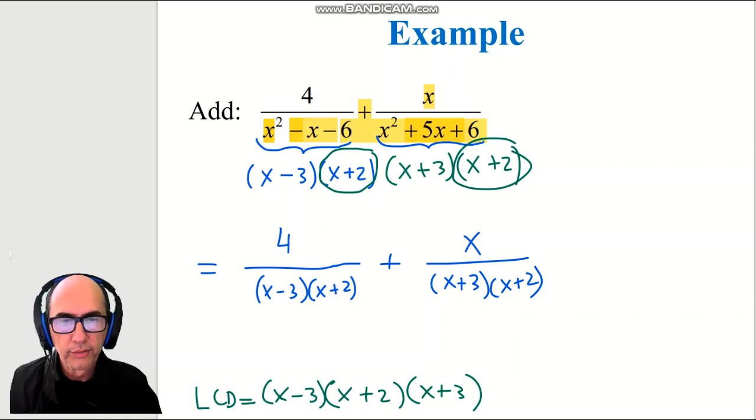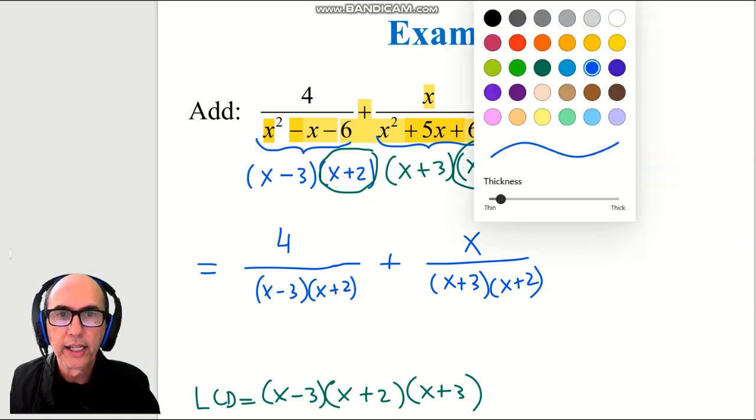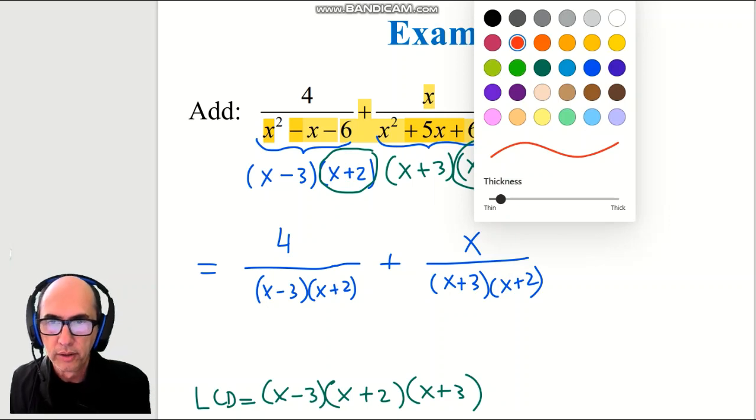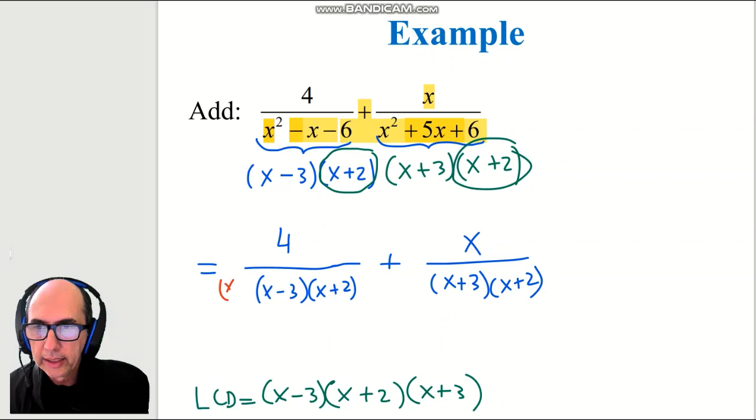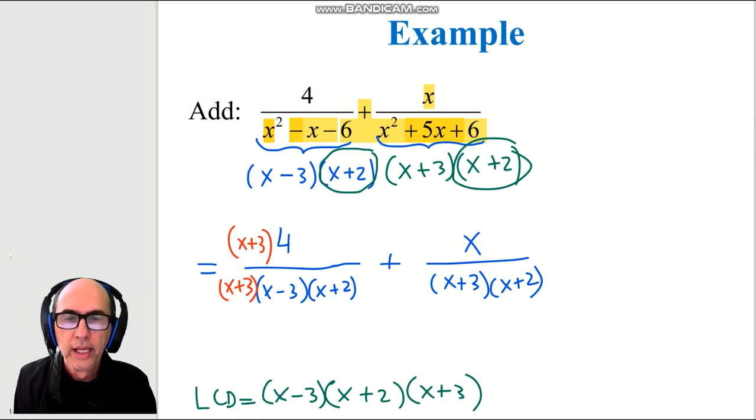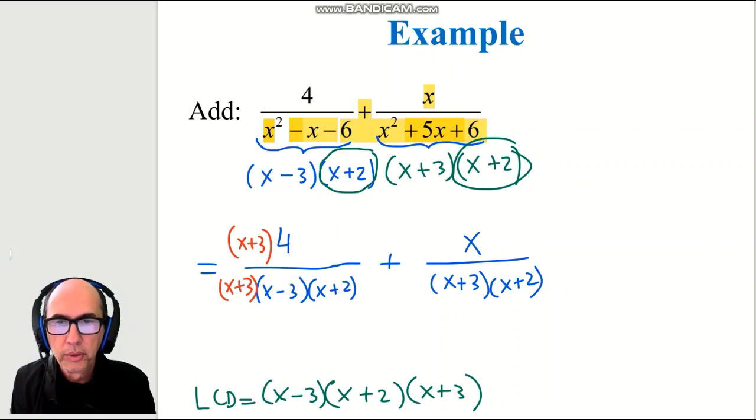What's missing on the first fraction? If we compare the denominator with the least common denominator, we have x minus 3, we have x plus 2. It's missing x plus 3. So multiply on the top, on the bottom by x plus 3. The next fraction, we have on the denominator x plus 3, x plus 2, but we don't have x minus 3. So multiply by x minus 3, top and bottom.